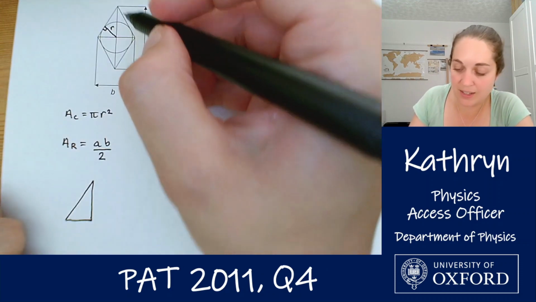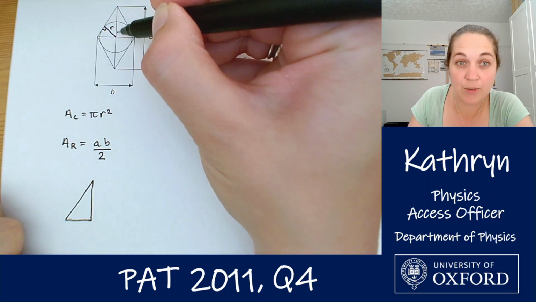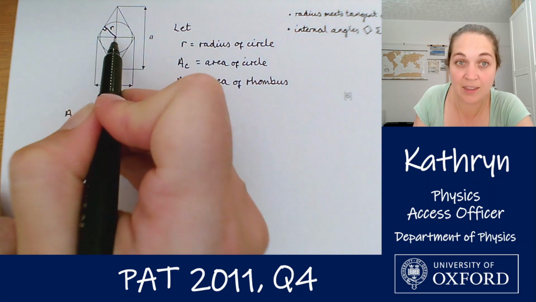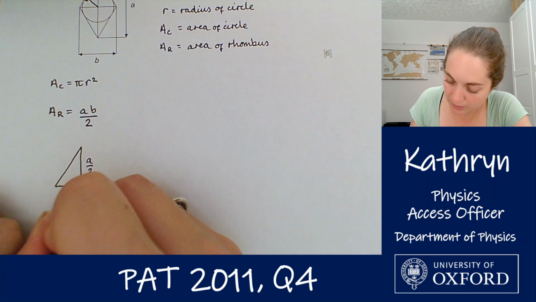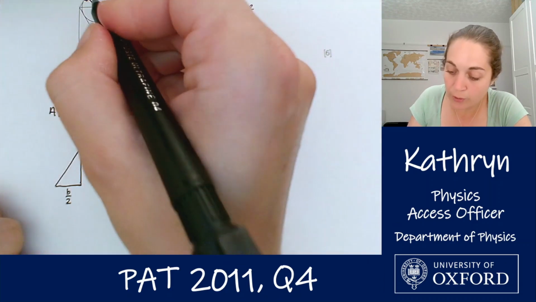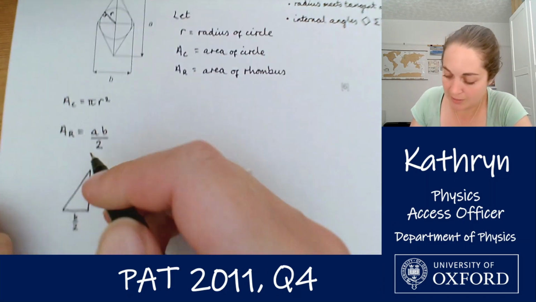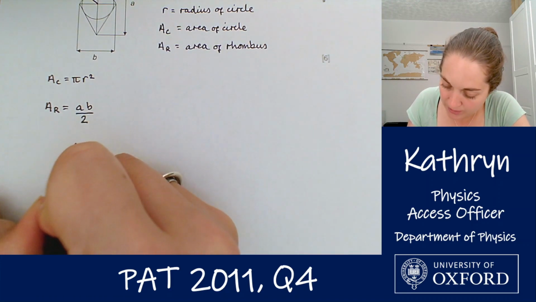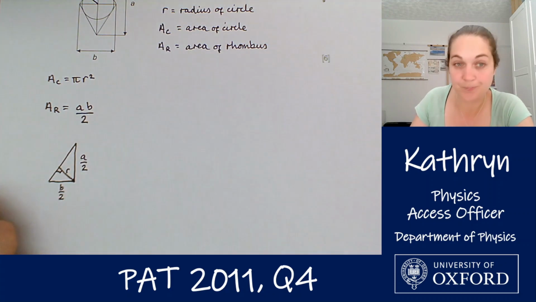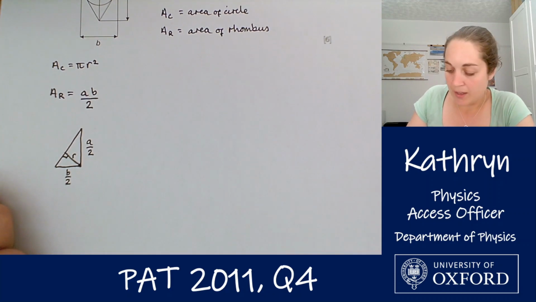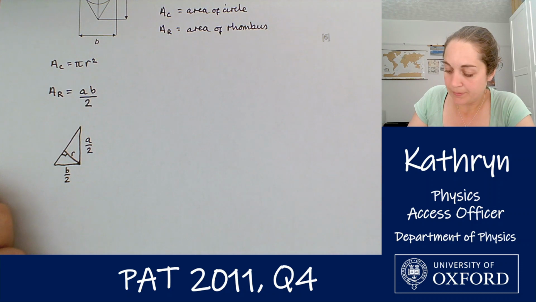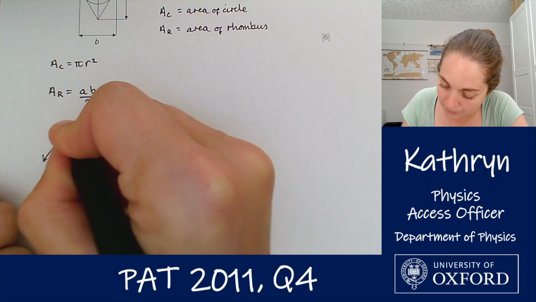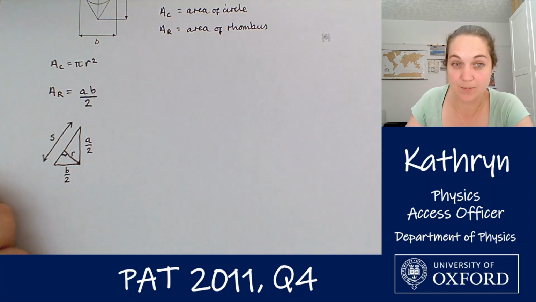We know that this length here is going to be a over 2, so let's mark that on our diagram, a over 2. And we know that this length here is b over 2, so let's mark that one on as well. But then we've also got this radius here, and let's put that in. So that is going to go like that, and that will meet this line at r, at 90 degrees. Okay, let's define this length here. Let's call this S.